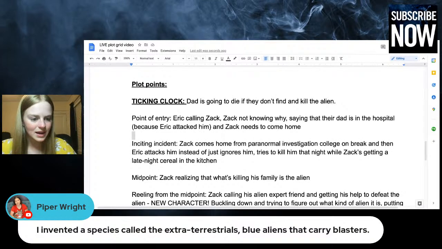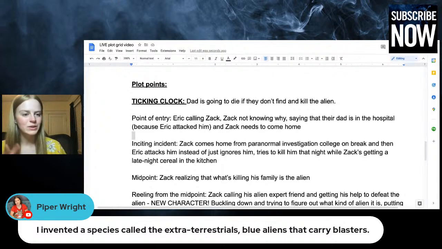Piper Wright said, I invented a species called the extraterrestrials, blue aliens that carry blasters. Very cool. I think we're going to have to create some sort of original alien for this story, because we need the alien to work in a very specific way in order to create the emotional conflict we want between the brothers. But we can always revisit that later on if we were actually writing this story. But that's really cool, you created your own alien species.